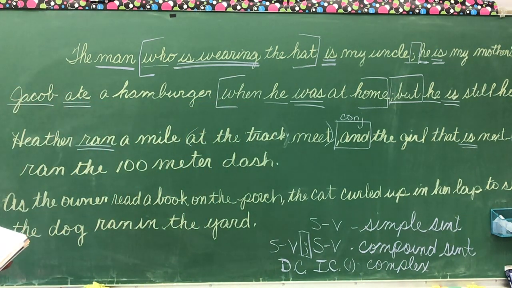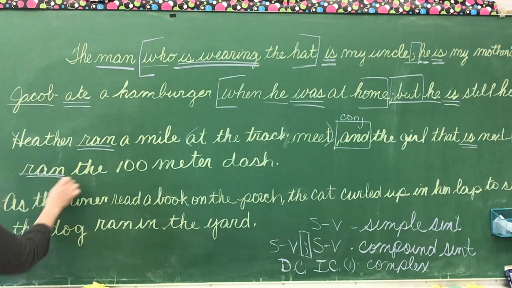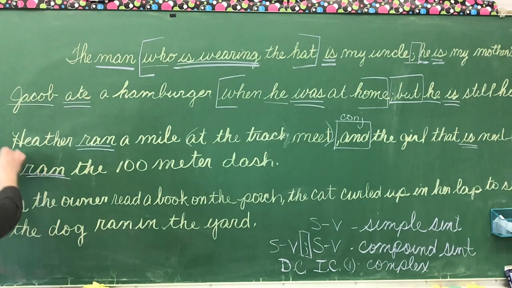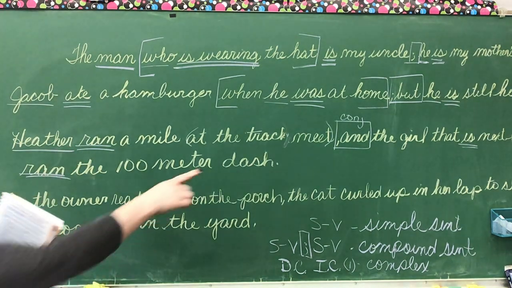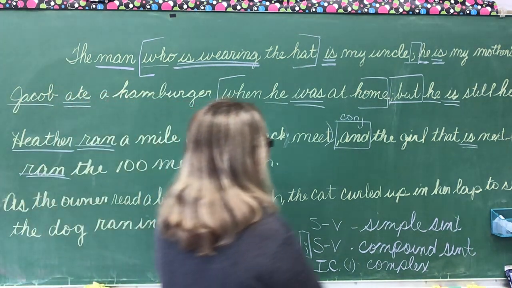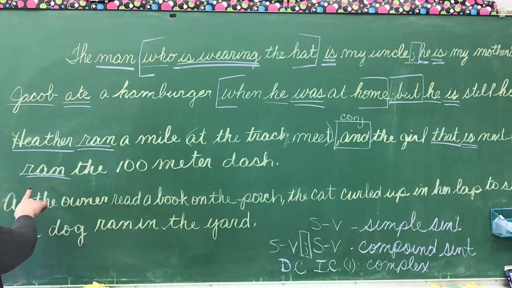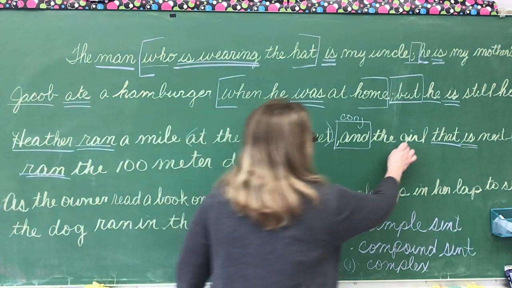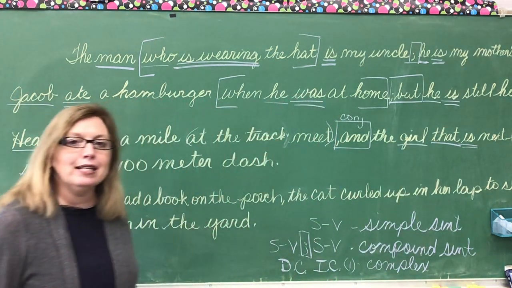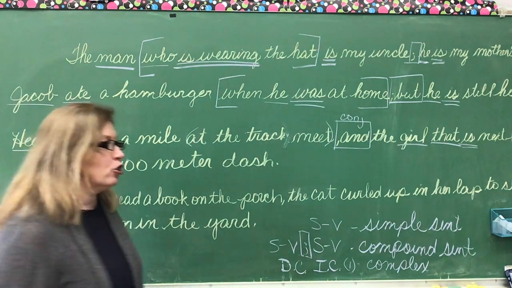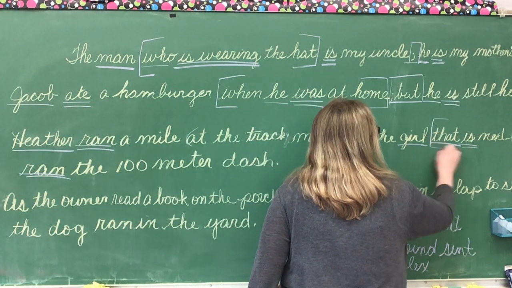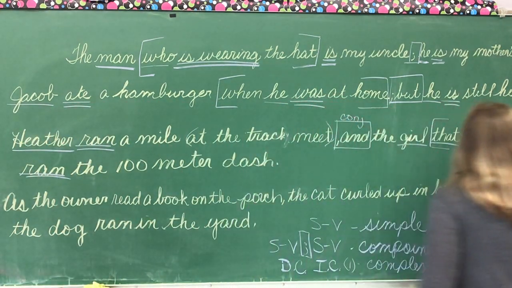Ran and is. Okay? And ran again. Okay? So who ran? Heather ran. Who is? That is. And who ran? It would be the girl. Girl ran. Okay? Do you see a dependent clause? Sure, we have the word that. That is next to her.